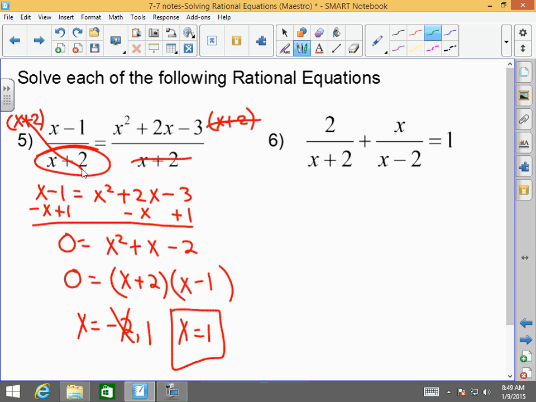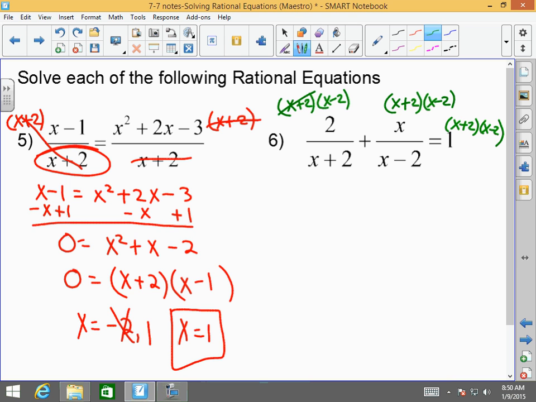All right, what's the LCD here for number 6, gentlemen? X plus 2, x minus 2. So I'm going to multiply x plus 2, x minus 2 to both sides. Got to multiply it to everything. Don't forget to multiply it to that 1 as well, please.